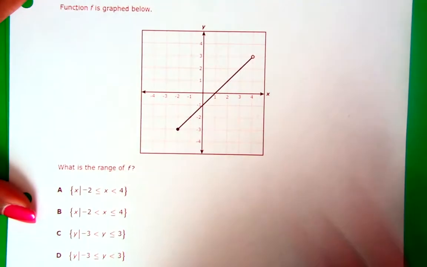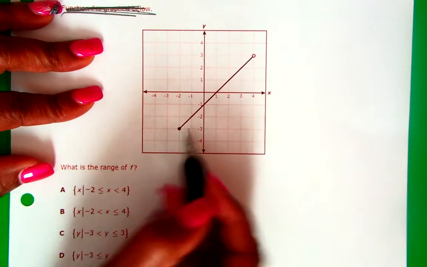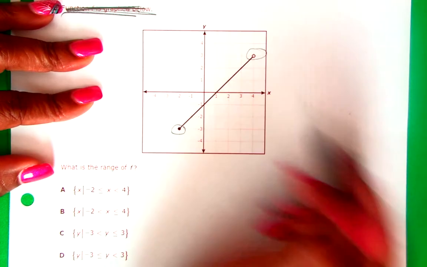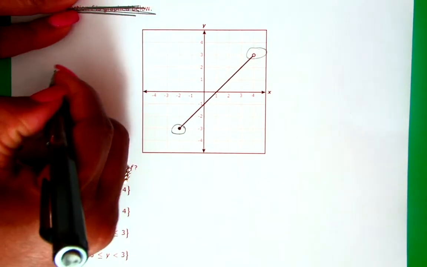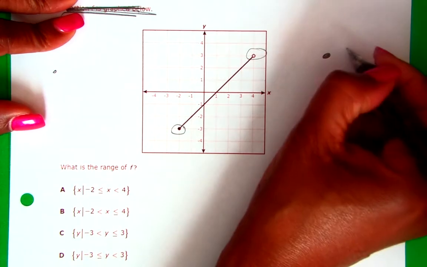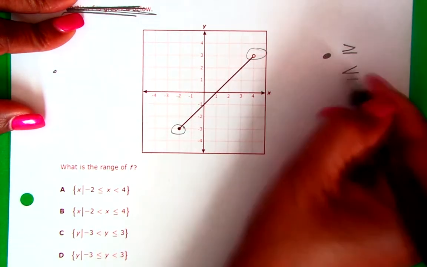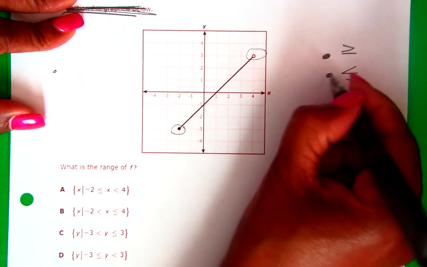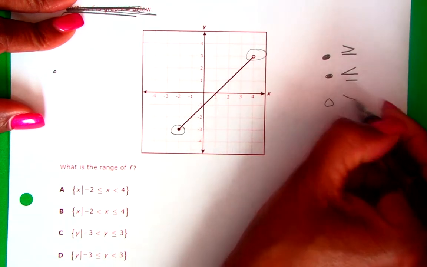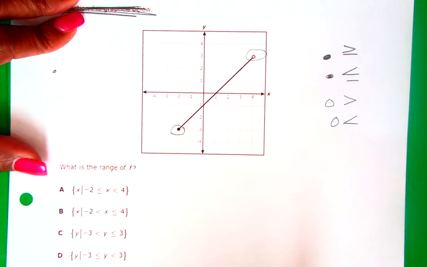Function F is a graph below. You're just telling me this, so I really don't need that. Okay, so here's my graph, and I'm going to look at this. I noticed here that I have a dark circle and an open circle. I know a dark circle, or closed circle, means either greater than or equal to, or less than or equal to. An open circle is either greater than or less than. Okay, we know that.